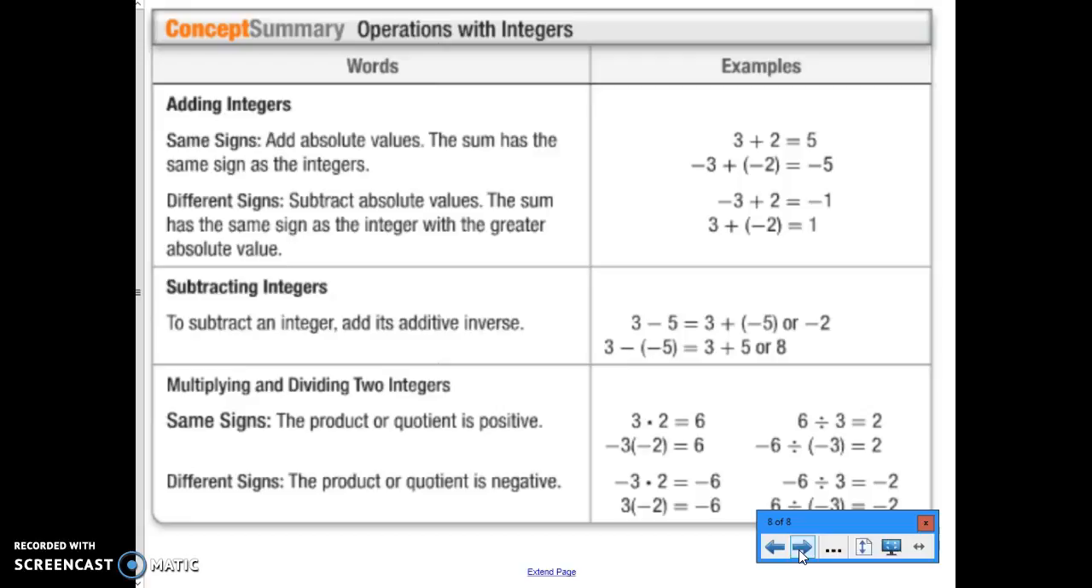When you have different signs and you're adding integers, you subtract those absolute values, and the sum has the same sign as the integer with the greater absolute value. When you're subtracting integers, to subtract an integer, you add its additive inverse. Remember, the additive inverse of 4 would be -4. And when you're multiplying and dividing two integers, same sign products and quotients are going to be positive, and different signs of those products and quotients are going to be negative.